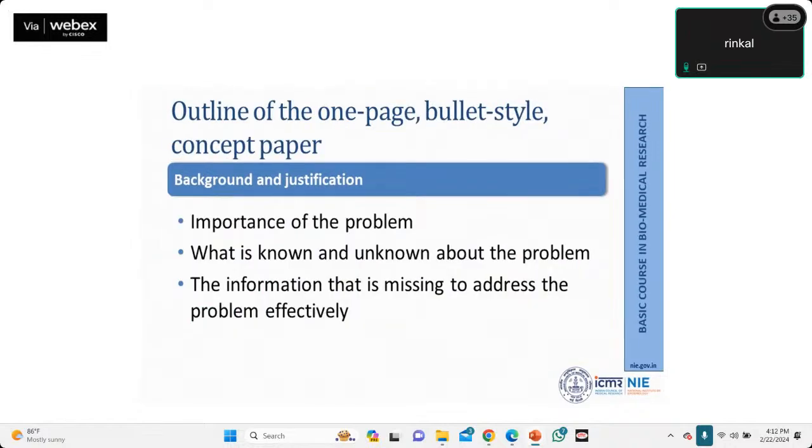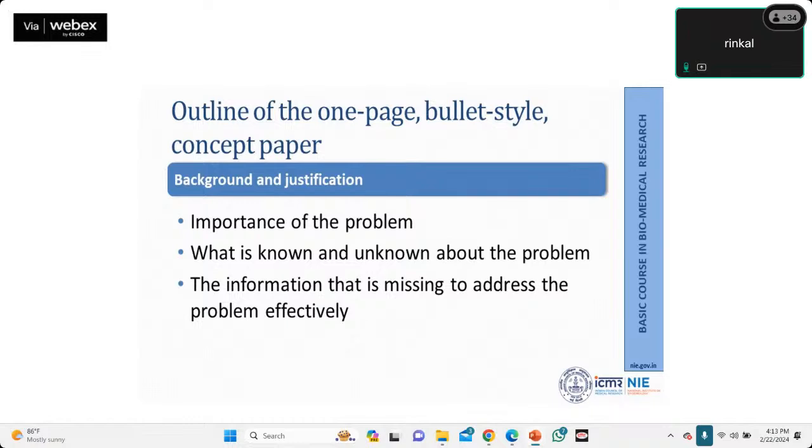So background and justification, the first head, where we are supposed to write down the importance of the problem. Whatever problem we want to investigate, we have to justify why this is a problem and why it is important to address this problem. So that has to be justified.